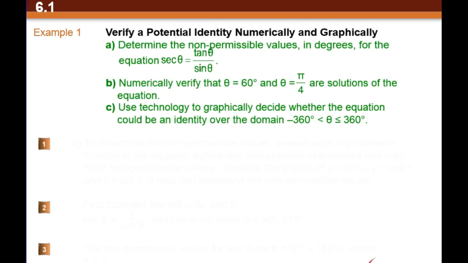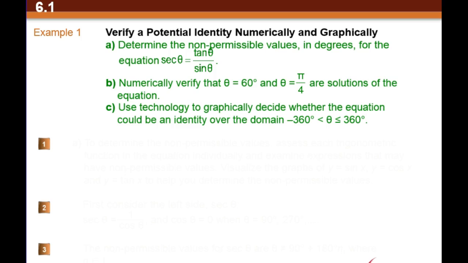Okay, so we're on section 6.1, and I'm looking at the example from page 291. Determine the non-permissible values in degrees for the equation secant equals tan over sine. Okay, so first let's take it back maybe just to above the example.